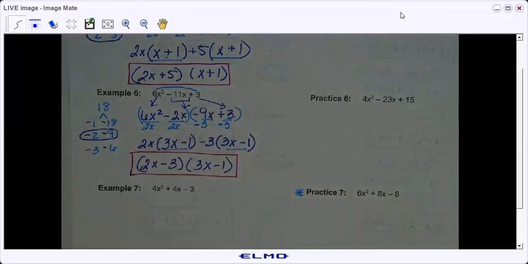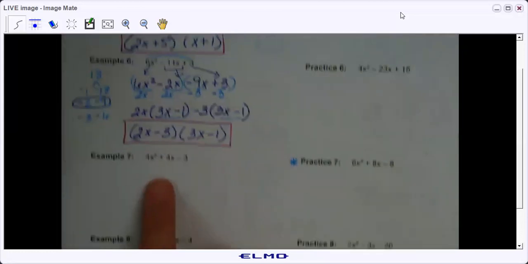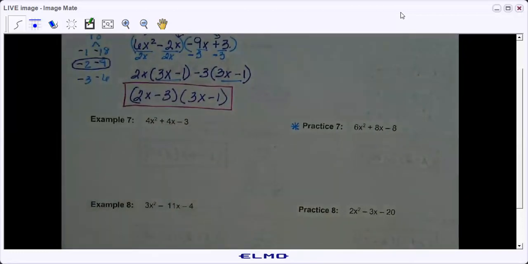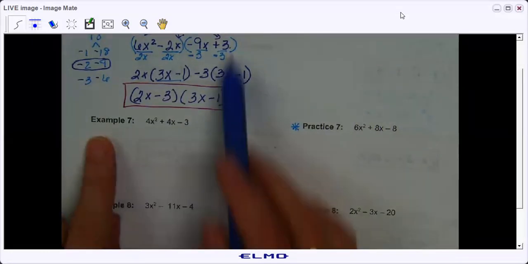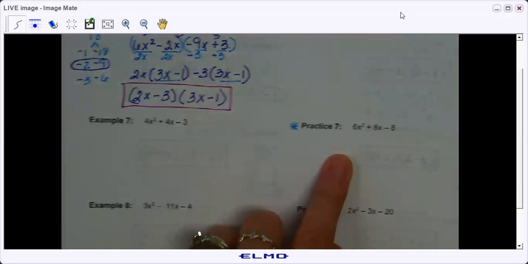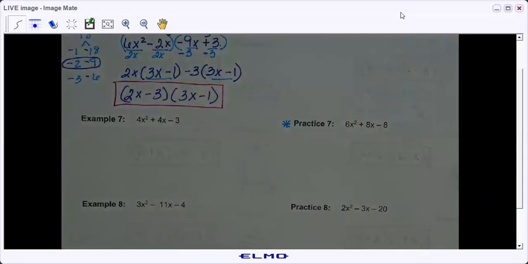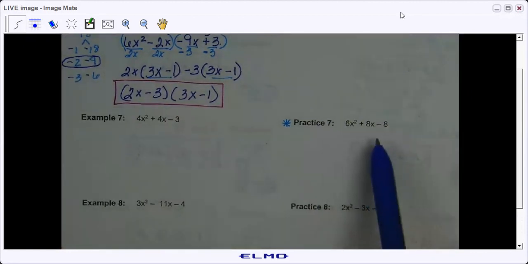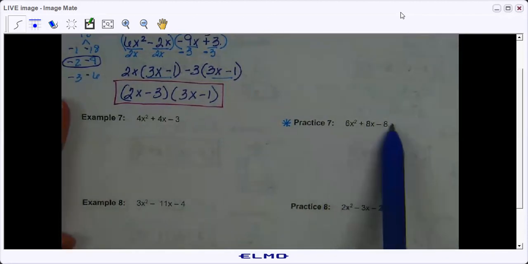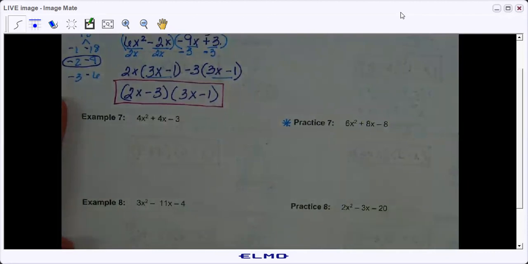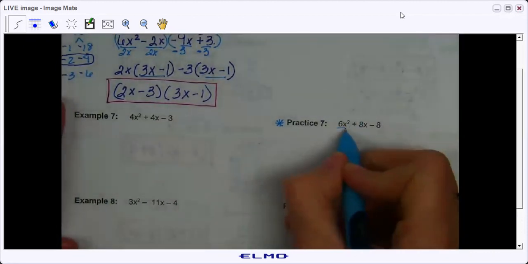All righty. I am going to do example 7. Actually, I'm going to do practice 7 because example 7 is sort of like what's up here. Practice 7, we have to do a little differently because we have to take out a greatest common factor first and then do all of that extra work. So I want to be sure to do this one with you. All right, in a trinomial, if you can take out a common factor between all three, you should. In this case, the common factor is 2.